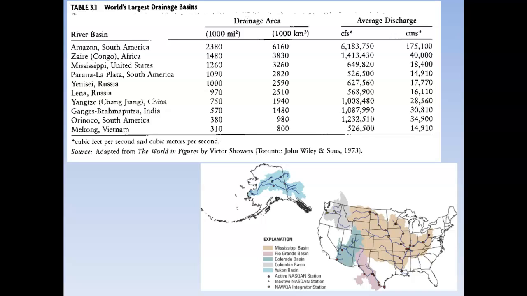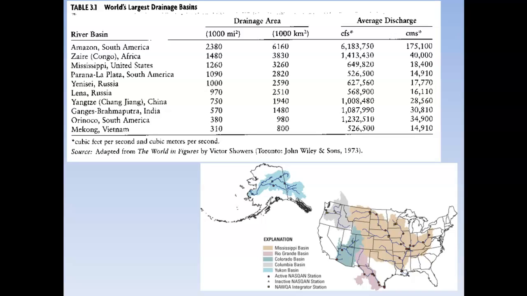So a cube of a foot by foot by foot, maybe the size of a basketball, even though I know that's round. If we were to look at the Amazon and you stood at the edge of the Amazon River and the water rushed past you, there would be 6,183,750 basketballs going by in 1 second. So that's a lot of water. So certainly these are very large systems.